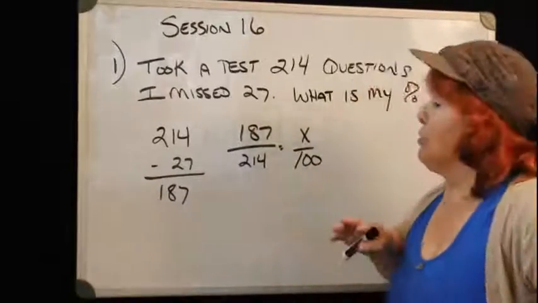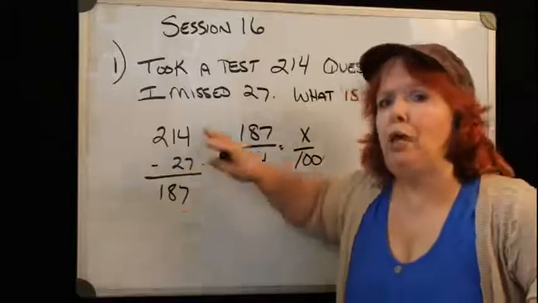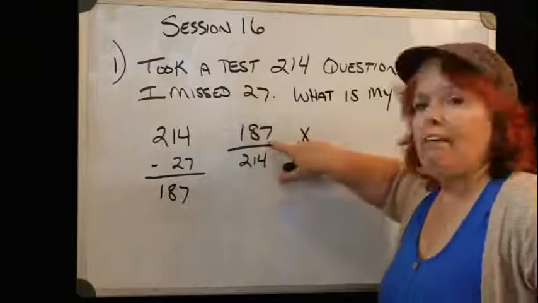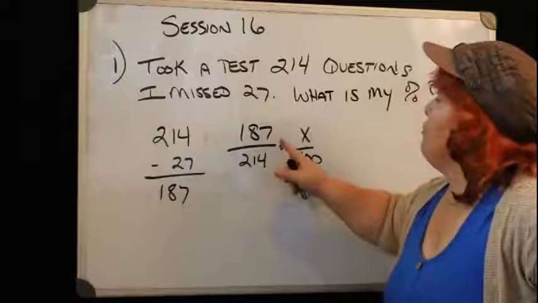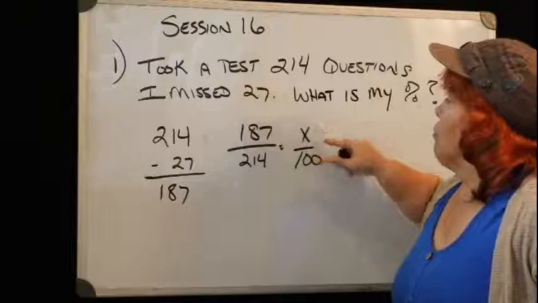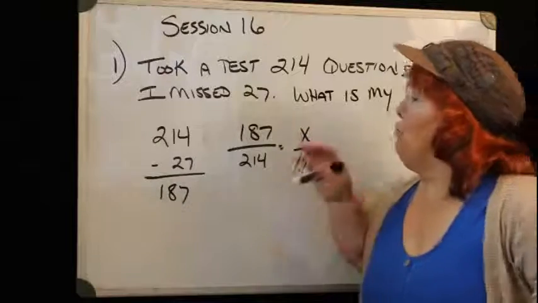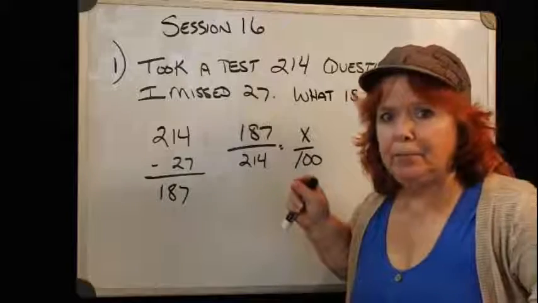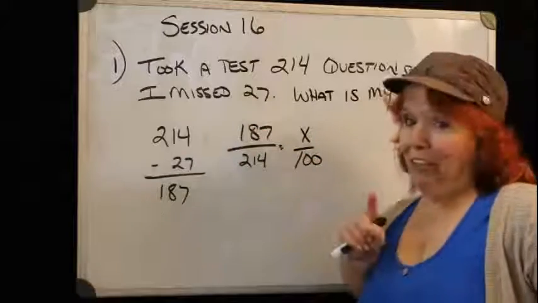So now what we have to do is compare how many you got correct compared to how many possible. How many I got correct was 187. How many is possible is 214. And I'm trying to find the percent. So remember the formula? What we're trying to find, we don't have that information, so this is the variable. So what do we do with these numbers? What's the first process? If you said cross multiply, you are correct.